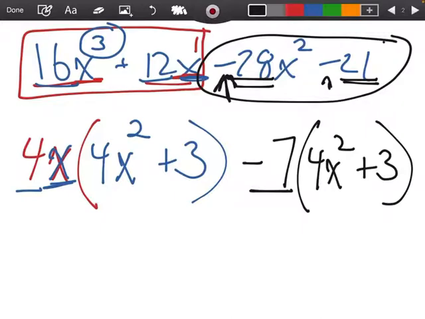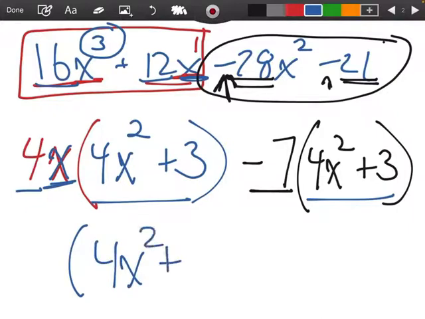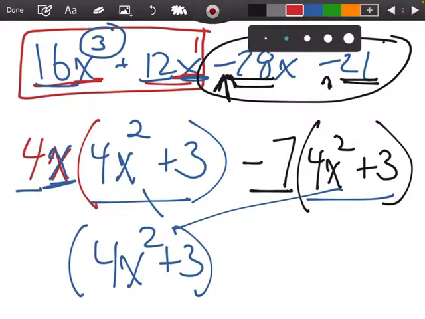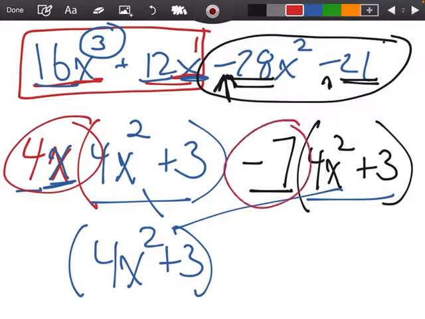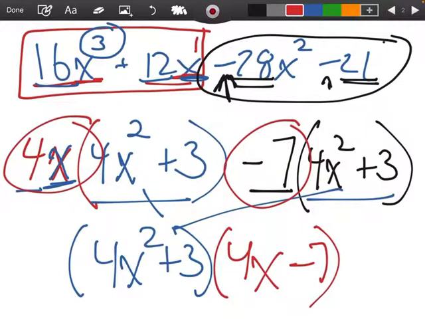And if we did this right, and the way we know we did that right is those two pieces match up. So that's a 4x squared plus 3, because those two factors collapse into 1. And then my other factor is going to be those terms, 4x minus 7, okay? So that's how I'm doing this problem.